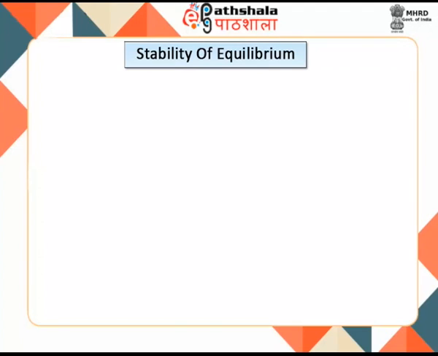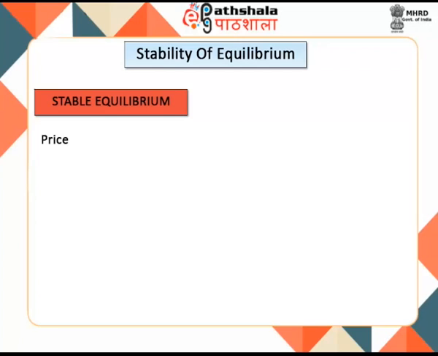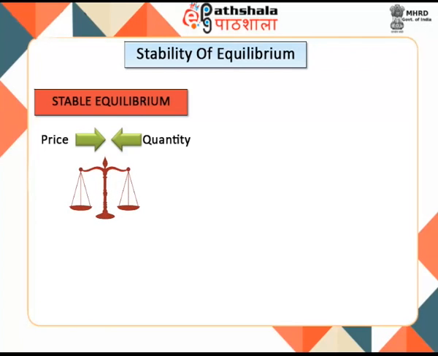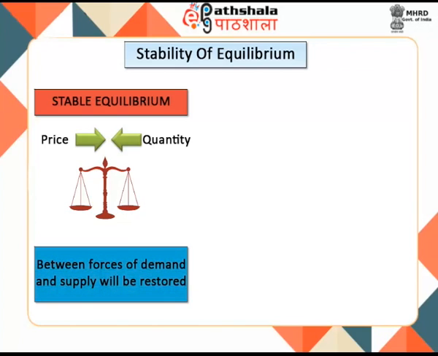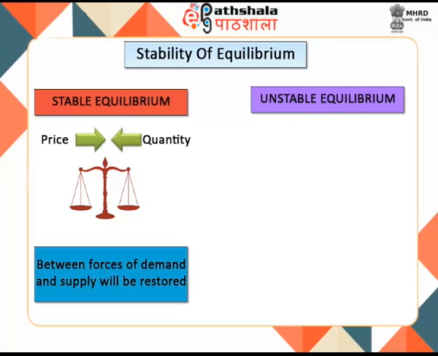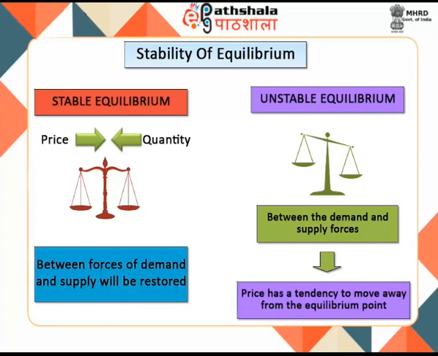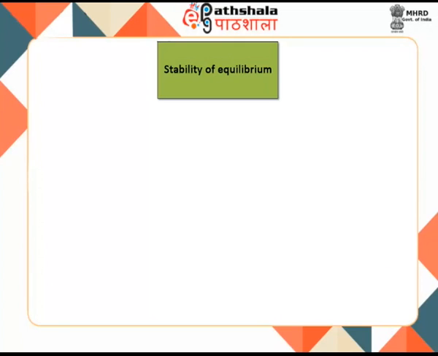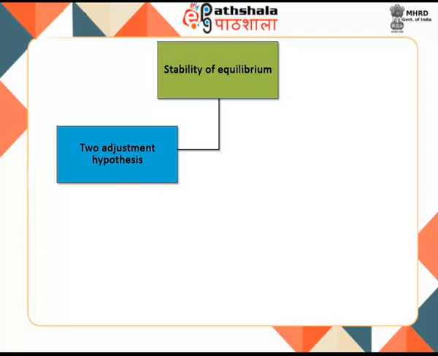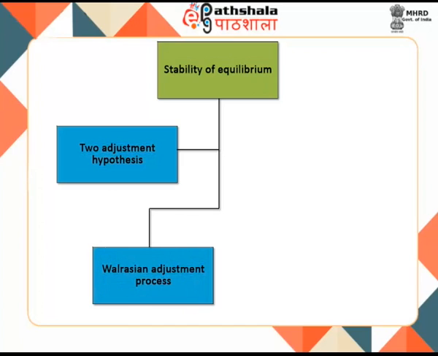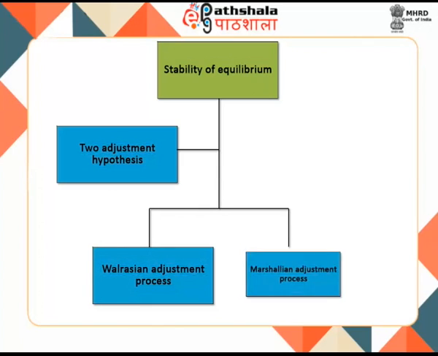Stability of equilibrium. An equilibrium can be stable or unstable. A stable equilibrium means that both price and quantity would converge to some point if disturbed, or loosely speaking, the state of balance between forces of demand and supply will be restored. On the other hand, unstable equilibrium is characterized by imbalance between the demand and supply forces, hence, price has a tendency to move away from the equilibrium point. Stability of equilibrium can be analyzed using two adjustment hypotheses. First, Walrasian adjustment process. Second, Marshallian adjustment process.